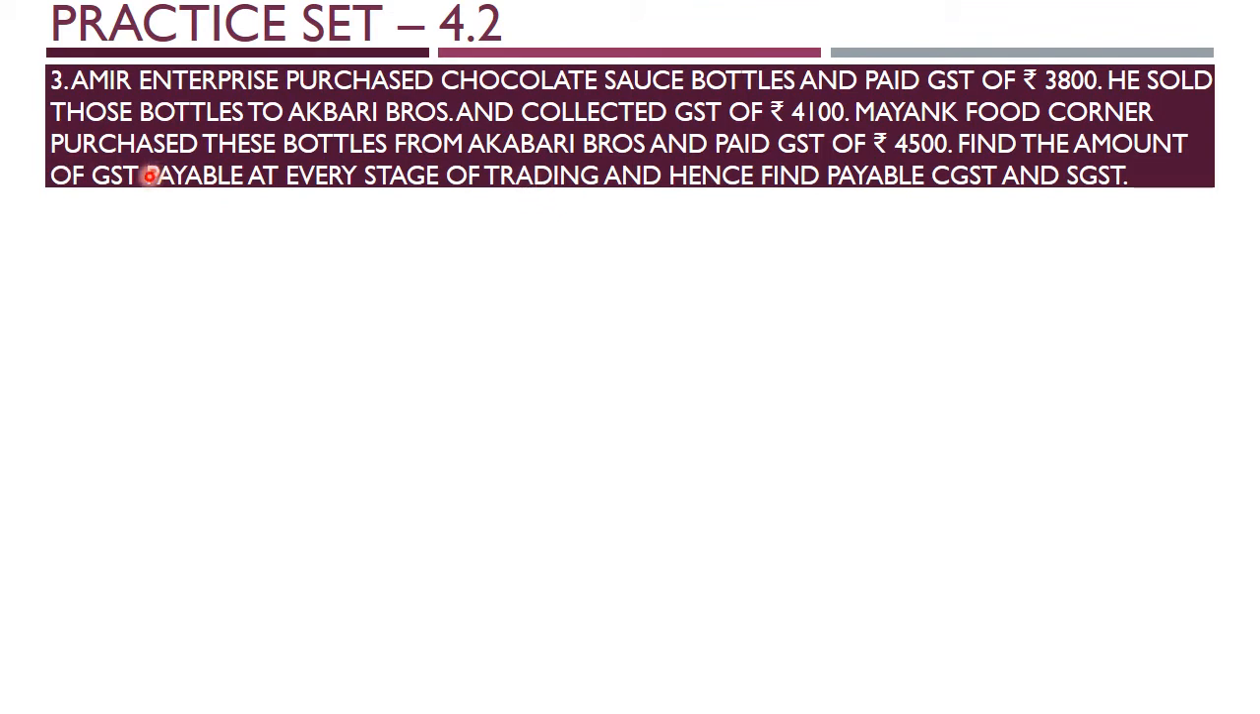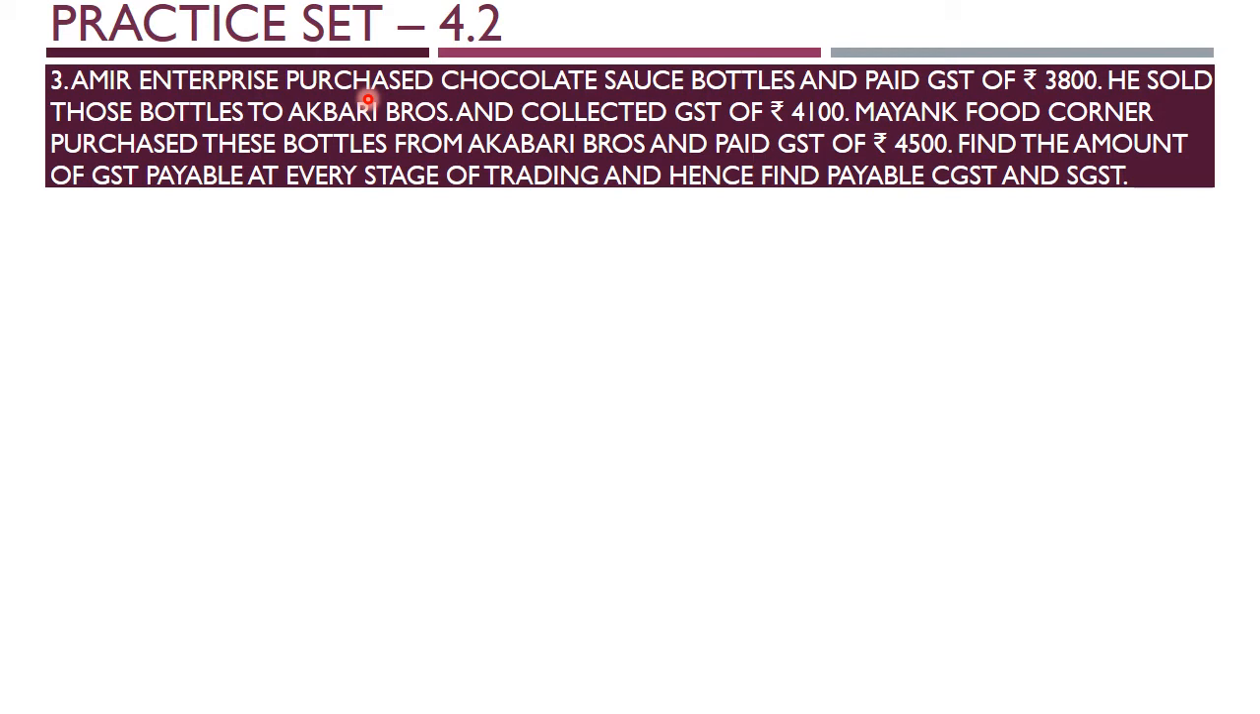However, first we need to find the GST payable using the difference between output tax and input tax. Here they are not talking about just one transaction; there are two transactions happening. The first transaction is between Amir Enterprise and Akbari Bros, and the next is between Akbari Bros and Mayank Food Corner.